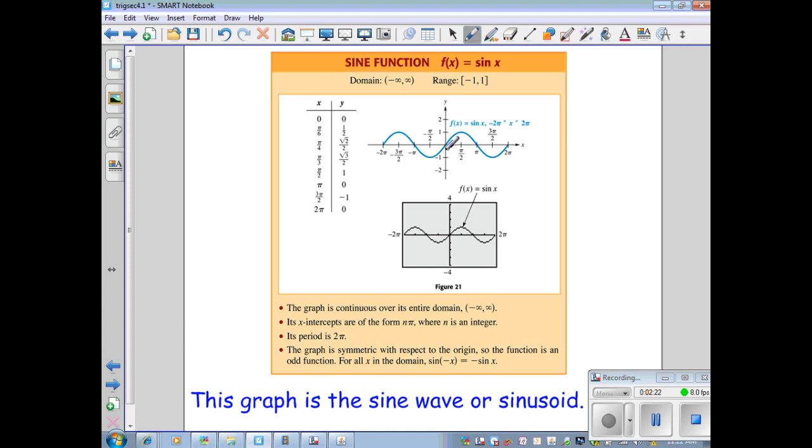The sine of 0 is 0. The sine of pi over 2 is 1. The sine of pi is 0. The sine of 3 pi over 2 is negative 1. And then the sine of 2 pi takes us back to 0 again. And then it would just repeat itself as we continue around the circle in multiple revolutions.